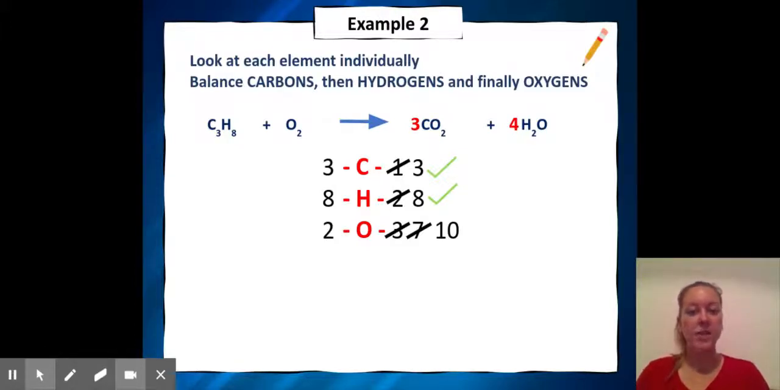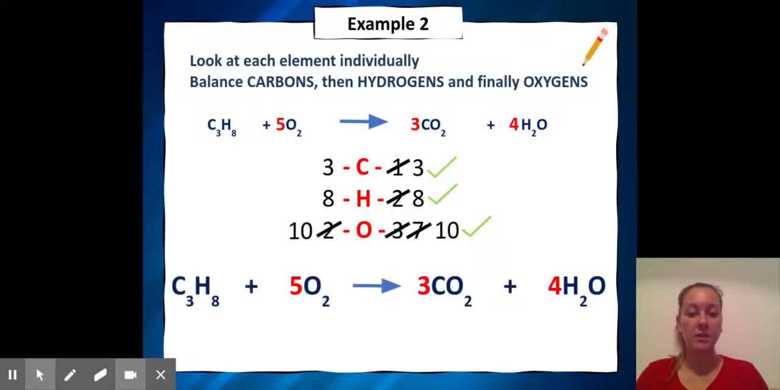Now we have 10 oxygens on the right and only 2 on the left. So our balancing number for our oxygens is going to have to be a big 5. So if we put a 5 there, 5 times 2 is 10. We now have 10 oxygens on the left and our equation is balanced. Now again, for good practice, write your fully balanced equation out with all of your big numbers in it at the end.